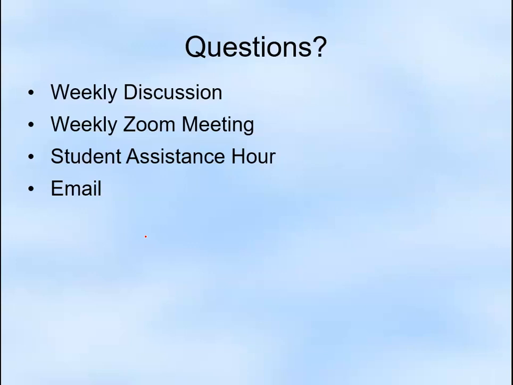But email is just if you really have something that you need an answer to within the next 24 to 48 hours. Okay, so that's a couple of different ways that you can ask questions, and of course, don't hesitate to ask any questions that you might have, anything you might be confused about with the lectures or with the class or anything like that.